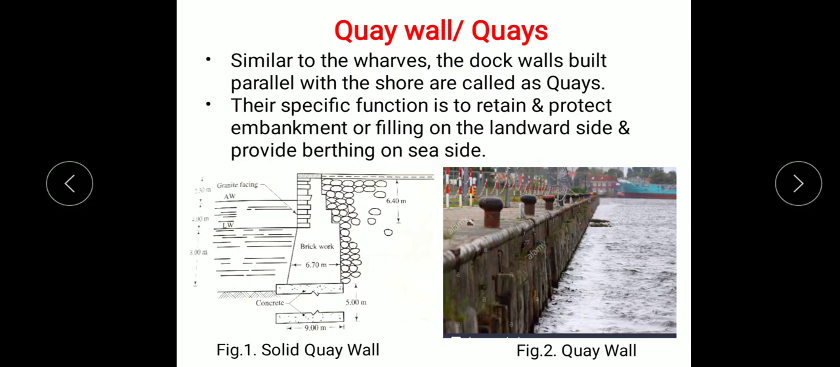Here we can see figure 1 shows a solid quay wall, which is constructed by a combination of concrete and brickwork. Concrete is used for the foundation and brickwork is used for the construction of this quay wall. And this is a granite facing to the sea side.